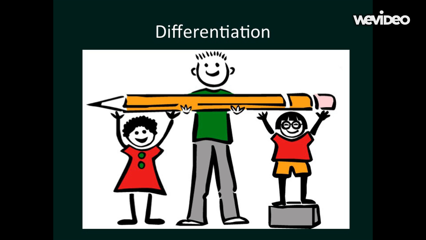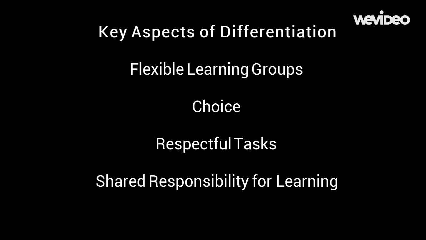Differentiation is the process of adapting and diversifying instruction to fit the students who are being taught. The key aspects of differentiation are flexible learning groups, choice, respectful tasks, and shared responsibility for learning. Flexible learning groups should be based on prior assessment, and students should be grouped and regrouped frequently.